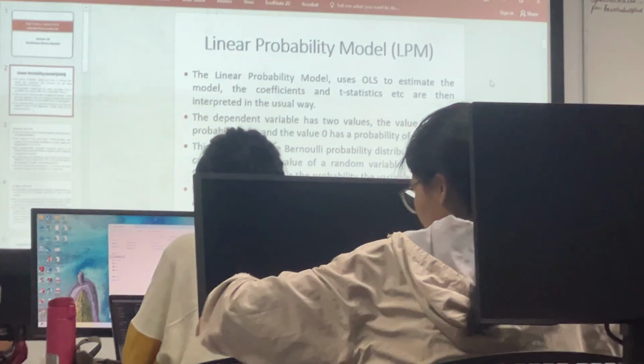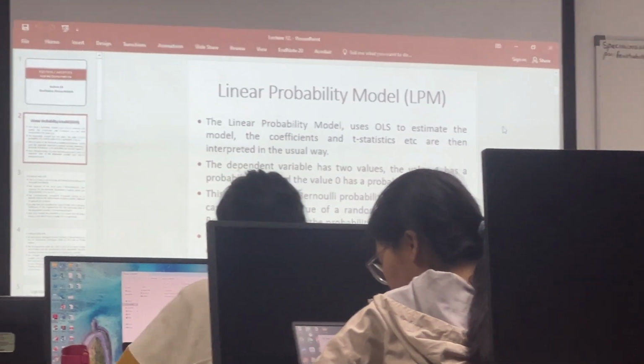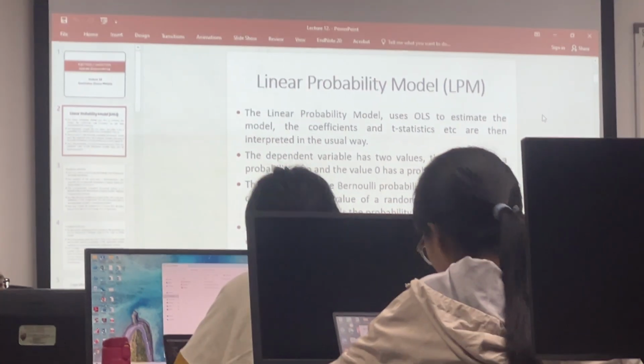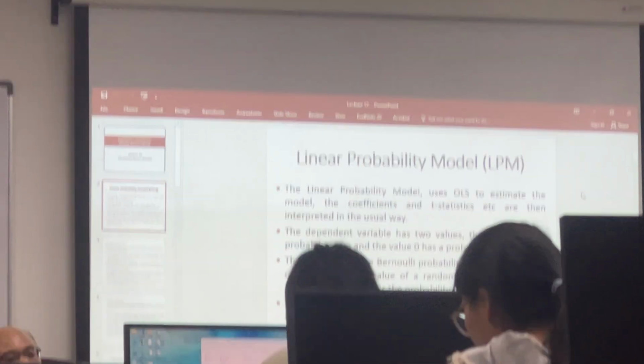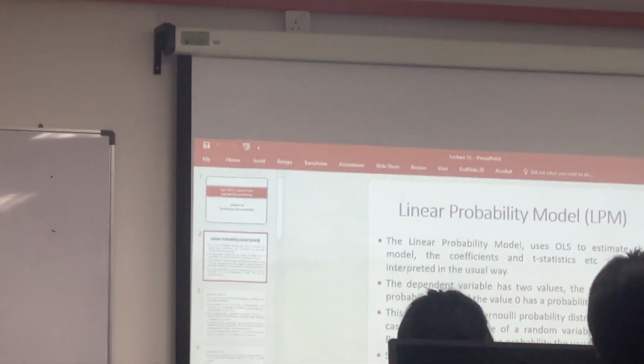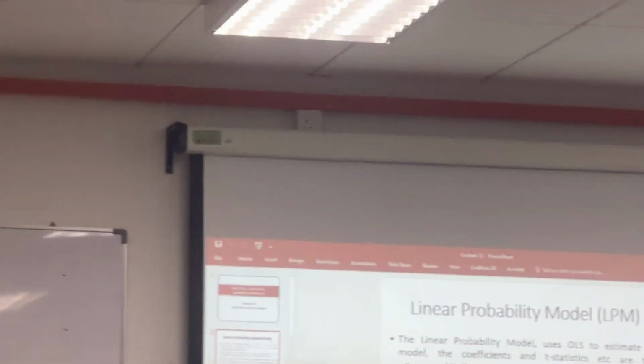Although your dependent variable is not a scale variable but a dummy or binary variable, if you do that, the model is called a linear probability model. The linear probability model uses OLS, or ordinary least squares, to estimate the model. The coefficients and so on are then interpreted in the usual way.